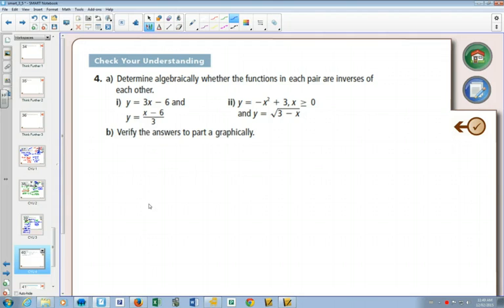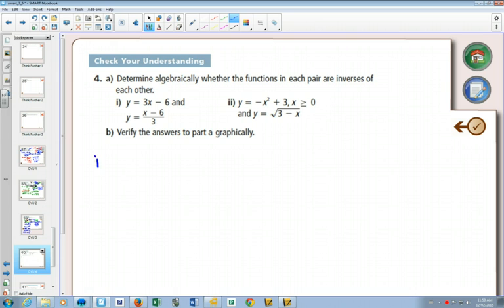So again, algebraically, this seems to be a theme. We're doing a lot of these algebraically. We're always going to switch x and y. And all they want you to do is switch x and y and then figure out if they are matches for each other.